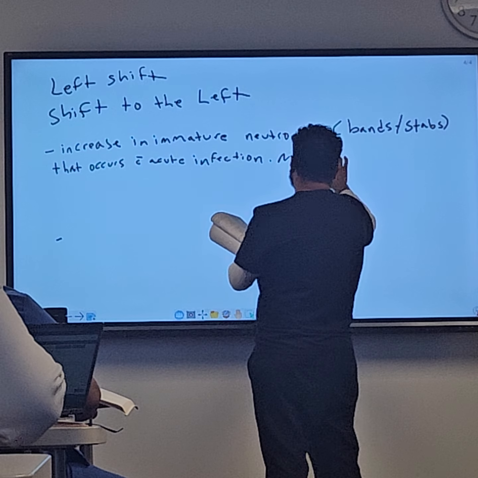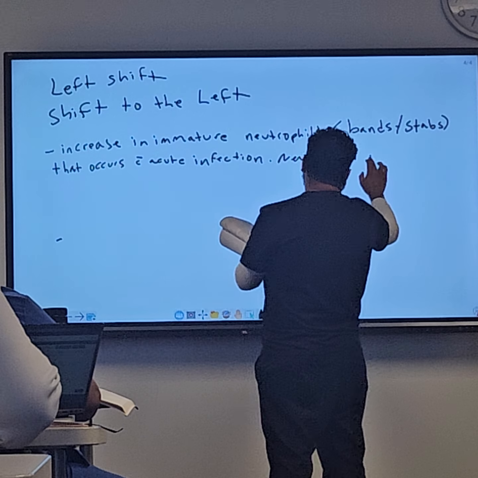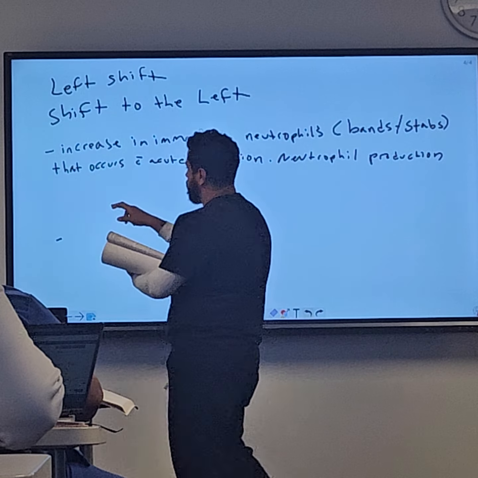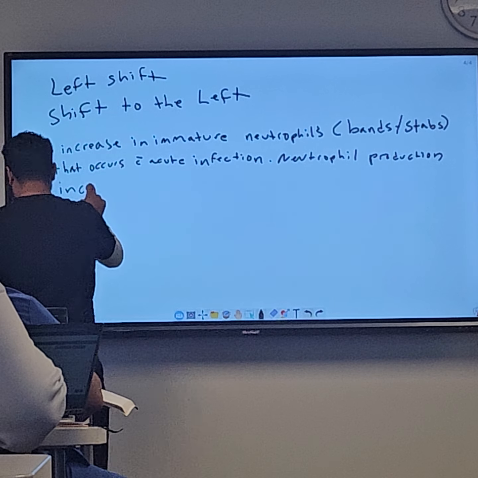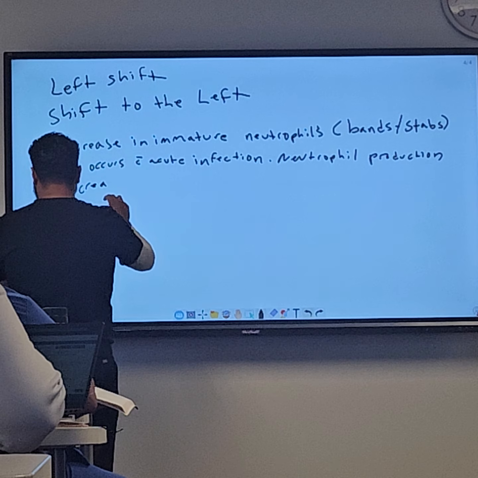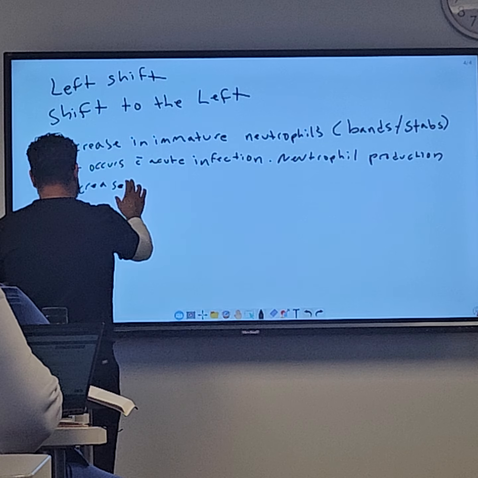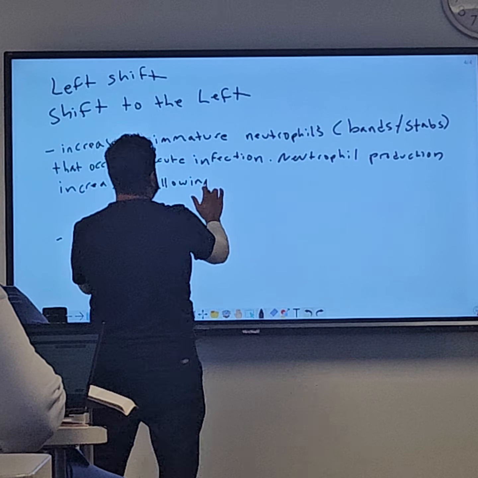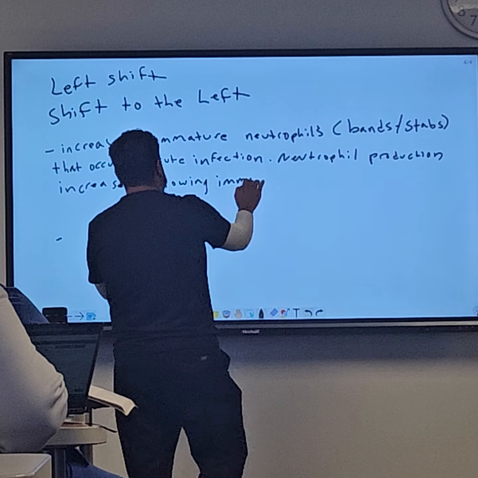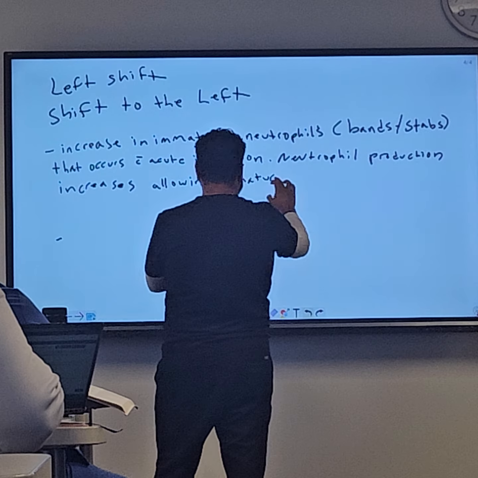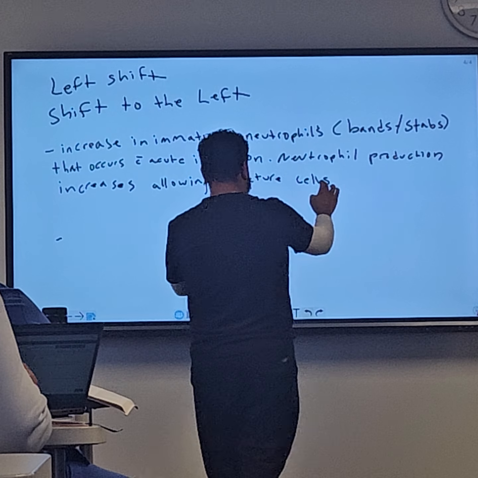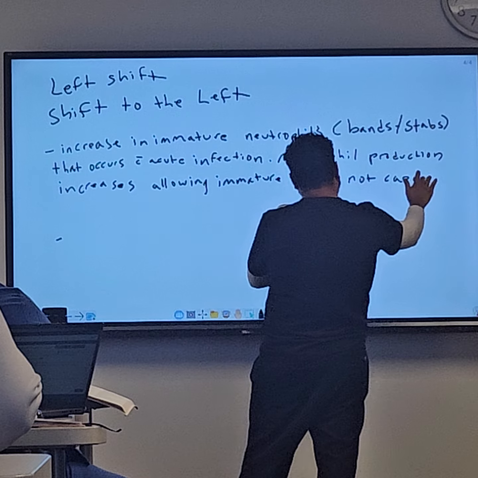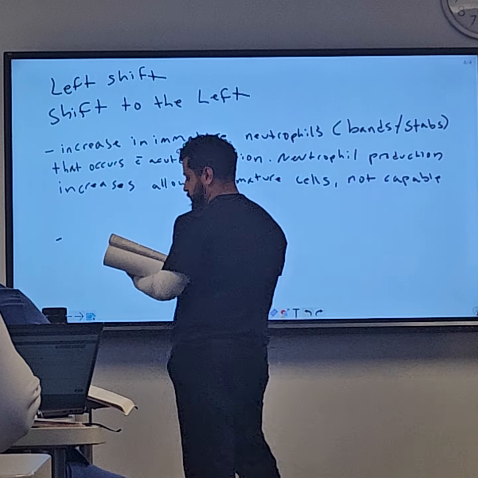Neutrophils production increases, allowing these immature cells that are not capable of phagocytosis.